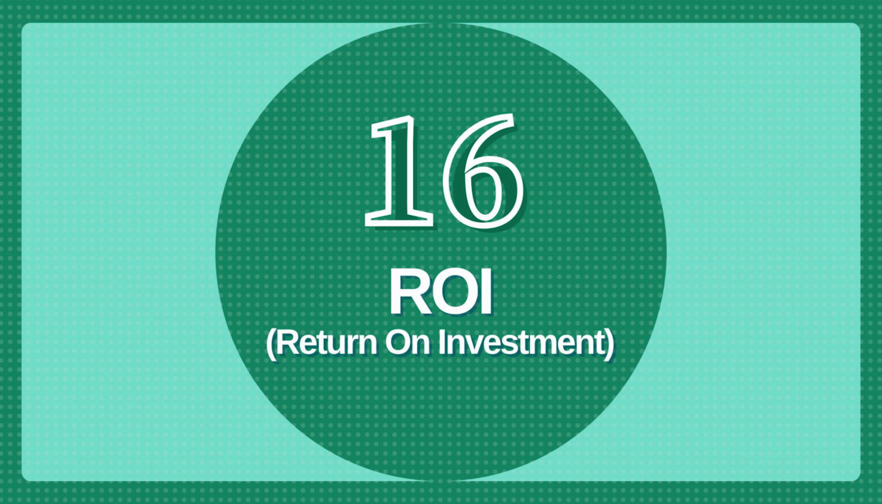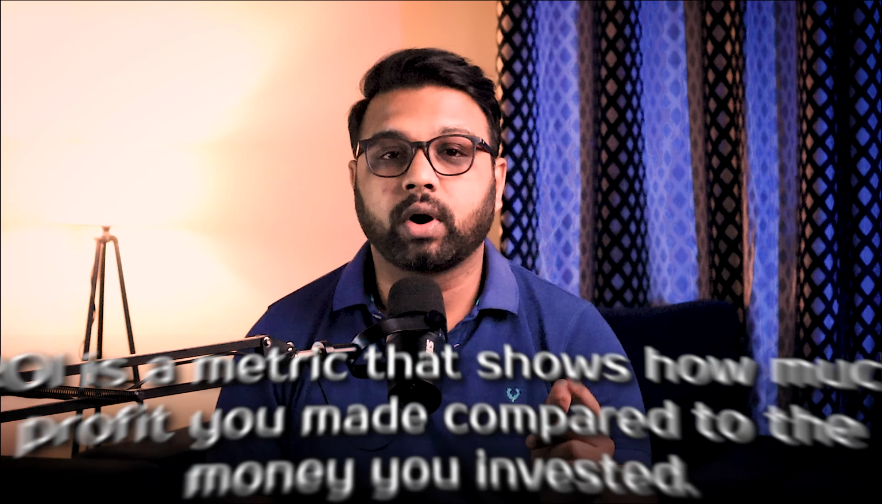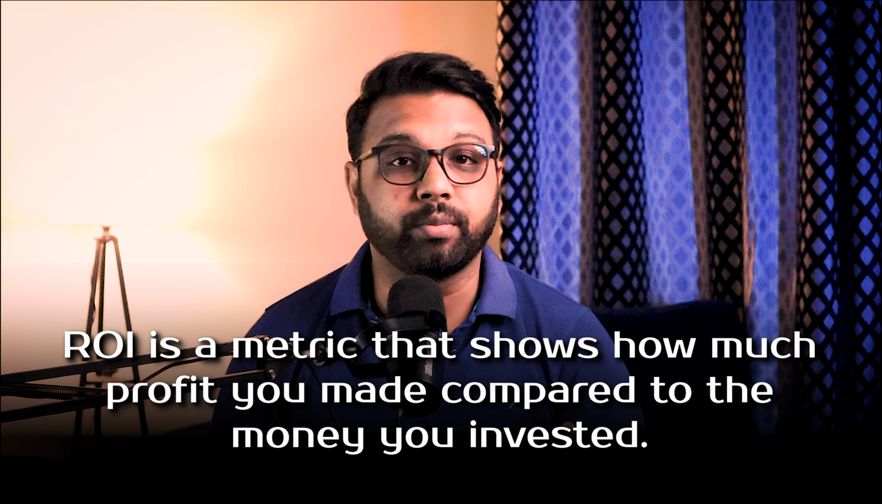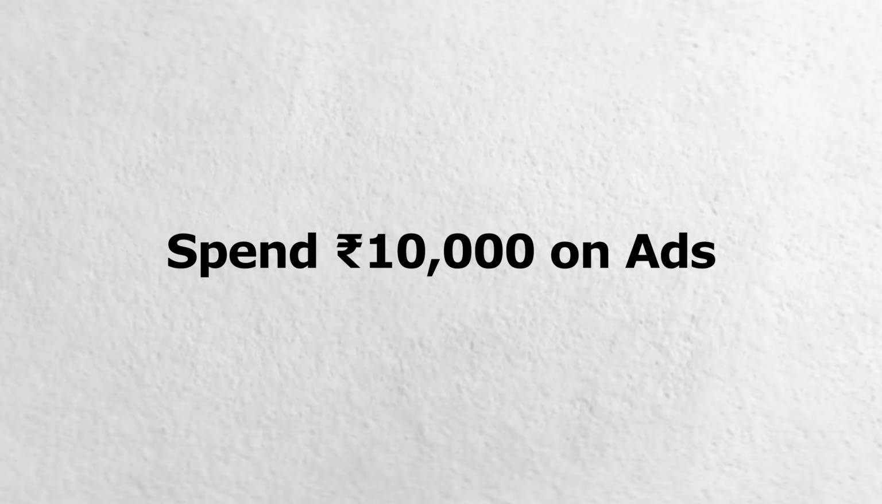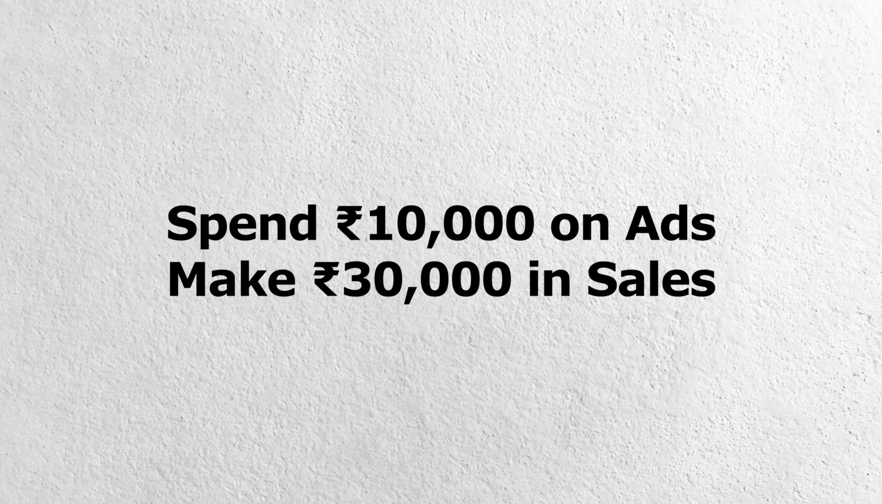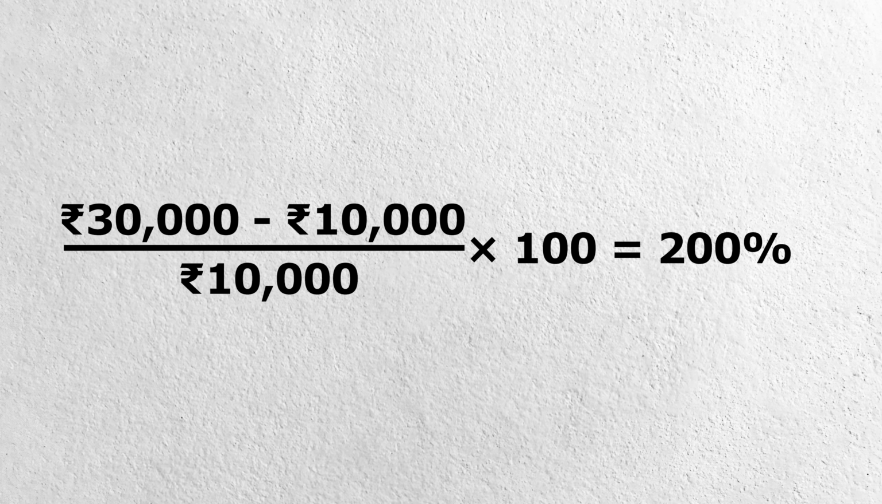Number 16 is ROI, return on investment. ROI is a metric that shows how much profit you made compared to the money you invested. It helps you understand whether your marketing efforts are actually giving you profits or loss. Let's say you spend 10,000 rupees on ads, you make 30,000 rupees in sales. So if you calculate 30,000 minus 10,000 divided by 10,000 into 100, your ROI is 200%.